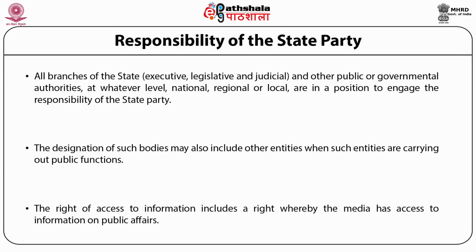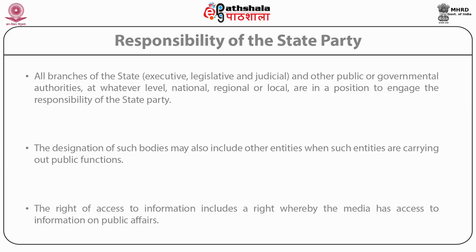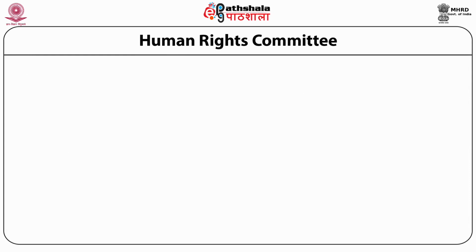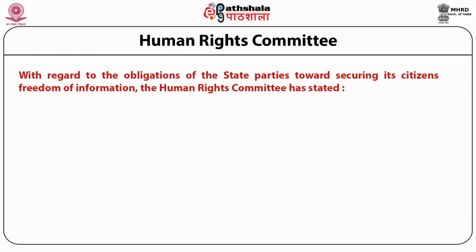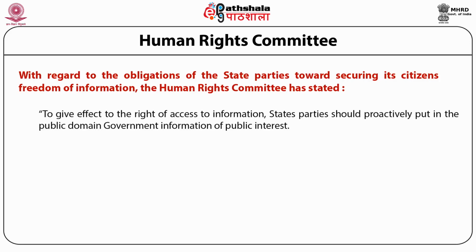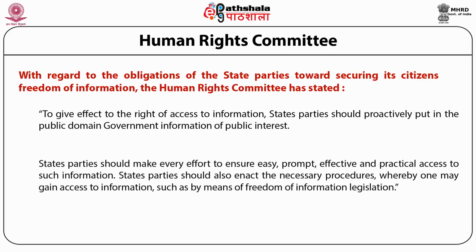The right of access to information includes a right whereby the media also has access to information on public affairs. Here's what the Human Rights Committee has had to say on Article 19.2. With regard to the obligations of the state parties towards securing its citizens' freedom of information, the Human Rights Committee has said to give effect to the right of access to information, state parties should proactively put in the public domain government information of public interest.